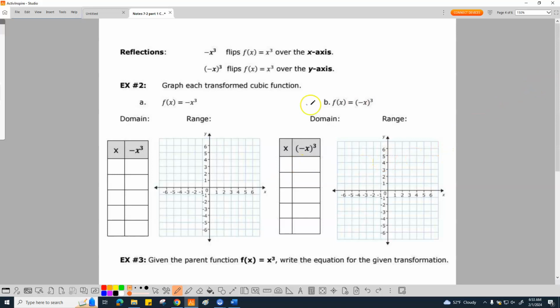Okay, this one is talking about reflections over the x-axis versus the y-axis. Whenever the negative is not connected to a parentheses, I'll show you the difference. This one actually looks like this, versus this one right here, because they kind of look the same, but they're not. This is saying you're going to cube the negative. This one is saying you're not going to cube the negative. So it flips over the x-axis.